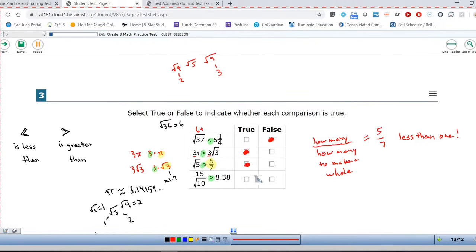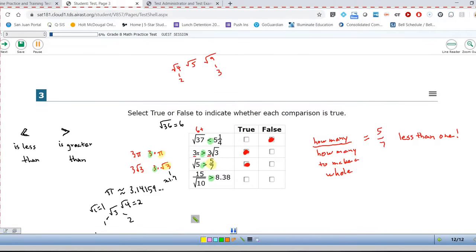So if I were a betting man, I'd guess that the last one's going to be false, but we're not gonna guess. We're going to do the math. All right, so here we go again. So 8.38. Not much we can do with that one. Let's take a look at this one, 15 divided by the square root of 10. All right, so we're going to find out this one's not so bad either.